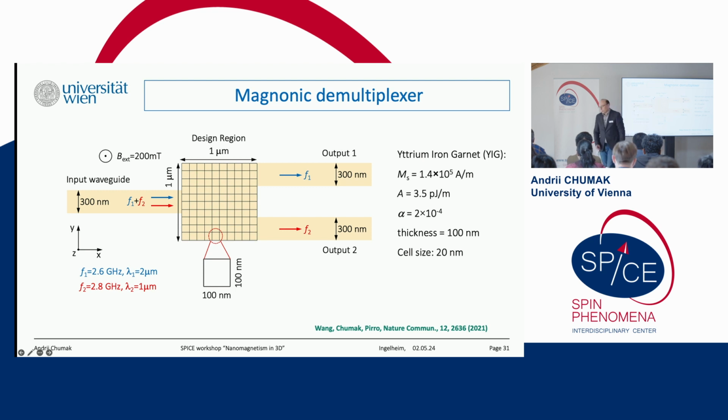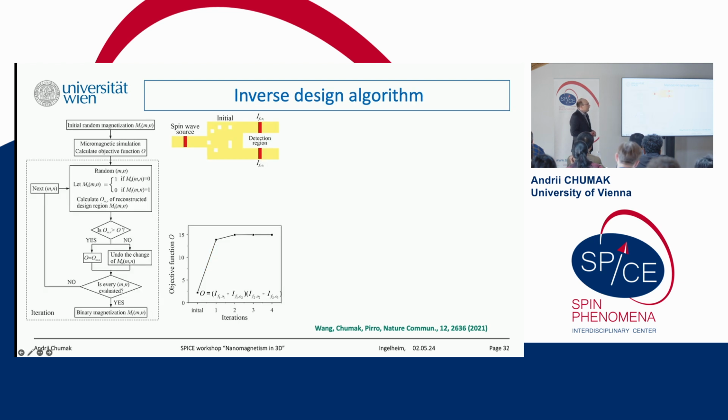We just take this 1 by 1 micron region and split it into 10 by 10 cells, 100 by 100 nanometers each. And what we do is remove yttrium iron garnet randomly from some of the cells, making voids, and then we simulate how much energy goes at frequency F1 to one channel, how much F2 goes here, F1, F2 here, and then we define a so-called objective function.